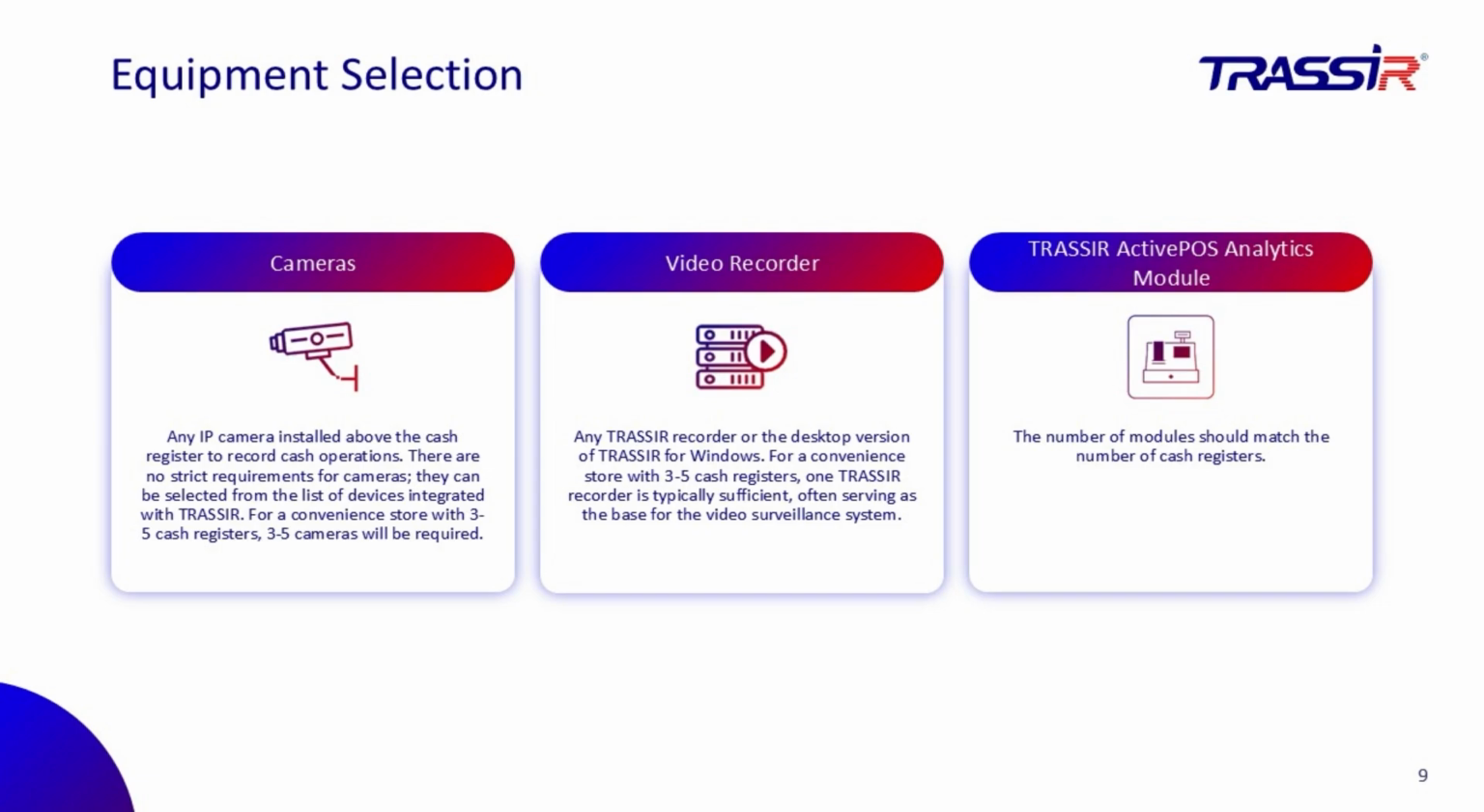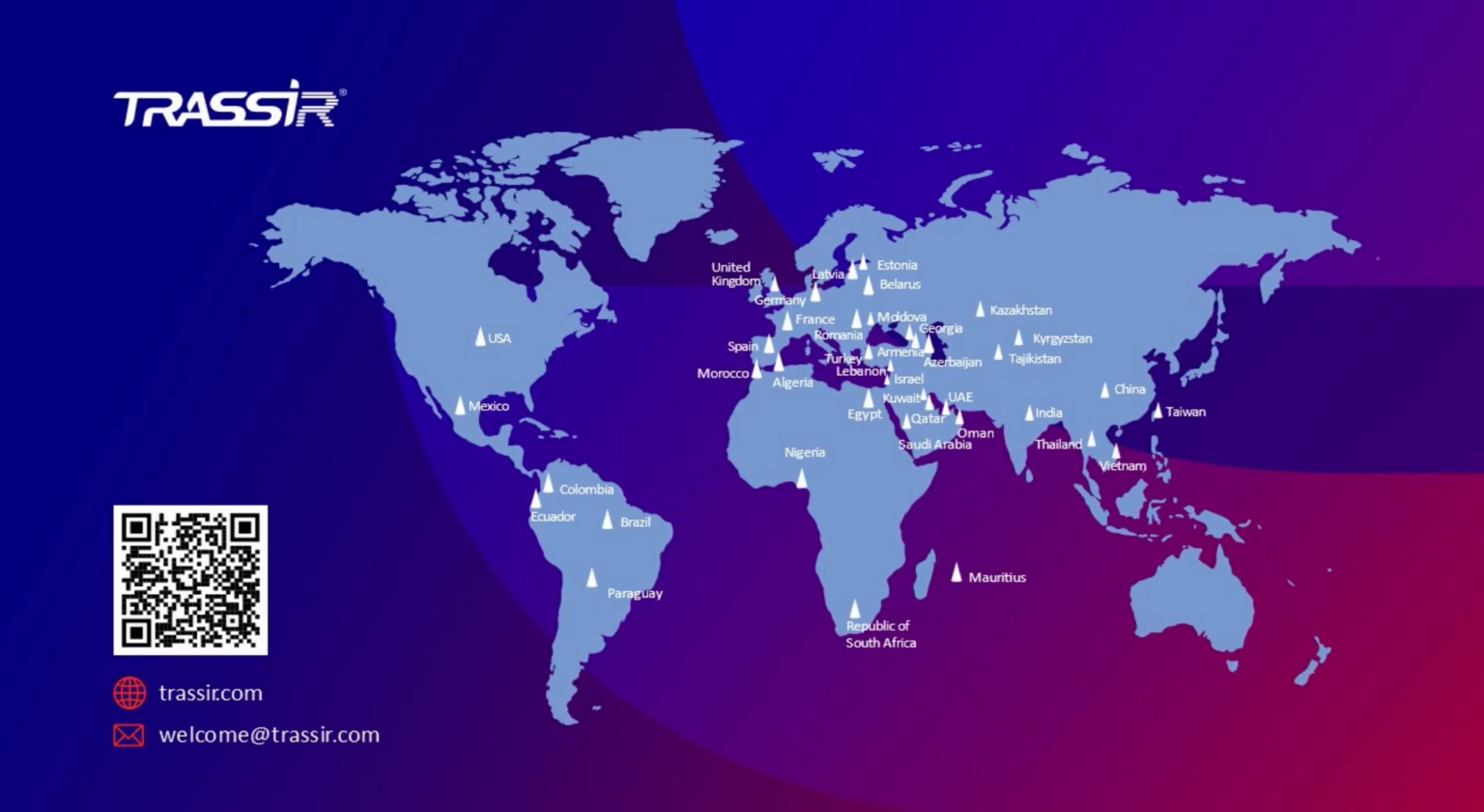In addition to the cameras and the server, you will also need licenses to connect any IP cameras in equal proportion to the number of cameras, and a TRASSIR ActivePOS license in equal proportion to the number of cash terminals. We have analyzed all the main points related to the ActivePOS module.